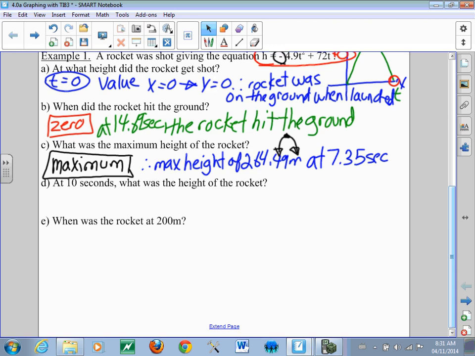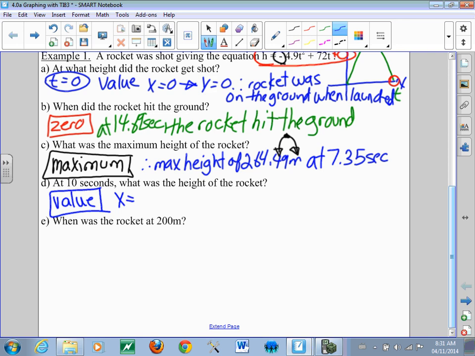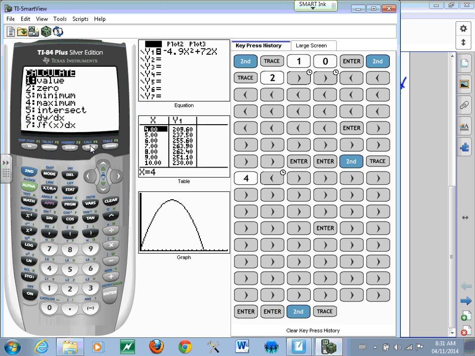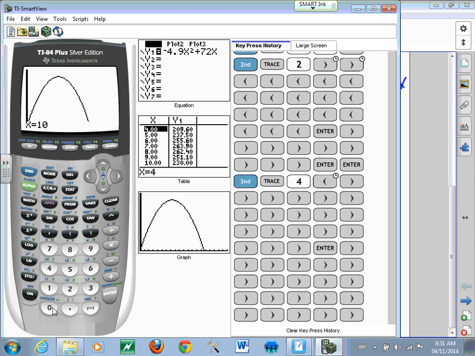Okay? Next question says, at 10 seconds, what was the height of the rocket? Well, that's a value question, so we're going to go to the menu and press value. And although time equals 10 seconds, we have to let it be x for our graphing calculator. So we're going to sub in x equals 10 and then find out what y is. Okay, let's do that. So we go to our menu again, second trace. It's a value question. So that's number 1.